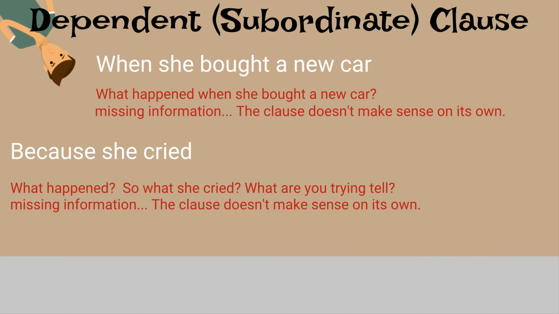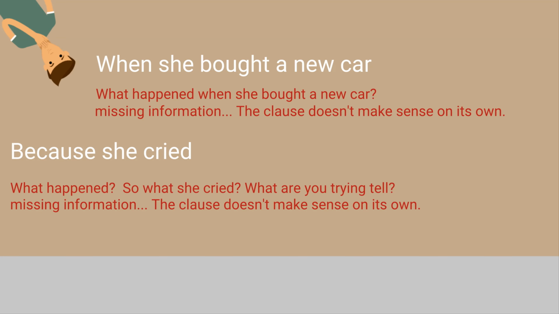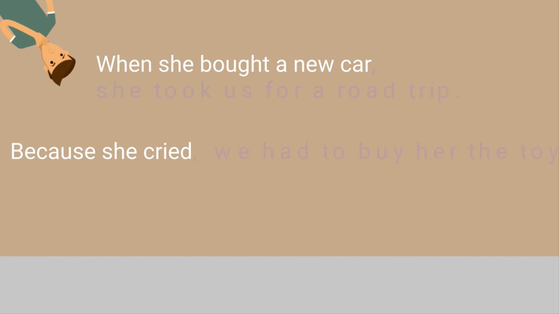In the first sentence, we do not know what happened when she bought a new car. It has missing information. It does not make sense. In the second one, because she cried, so what? What happened as a result? What is the clause trying to tell us? It is not clear. But have a look at what happens when a main clause is added to these dependent clauses.